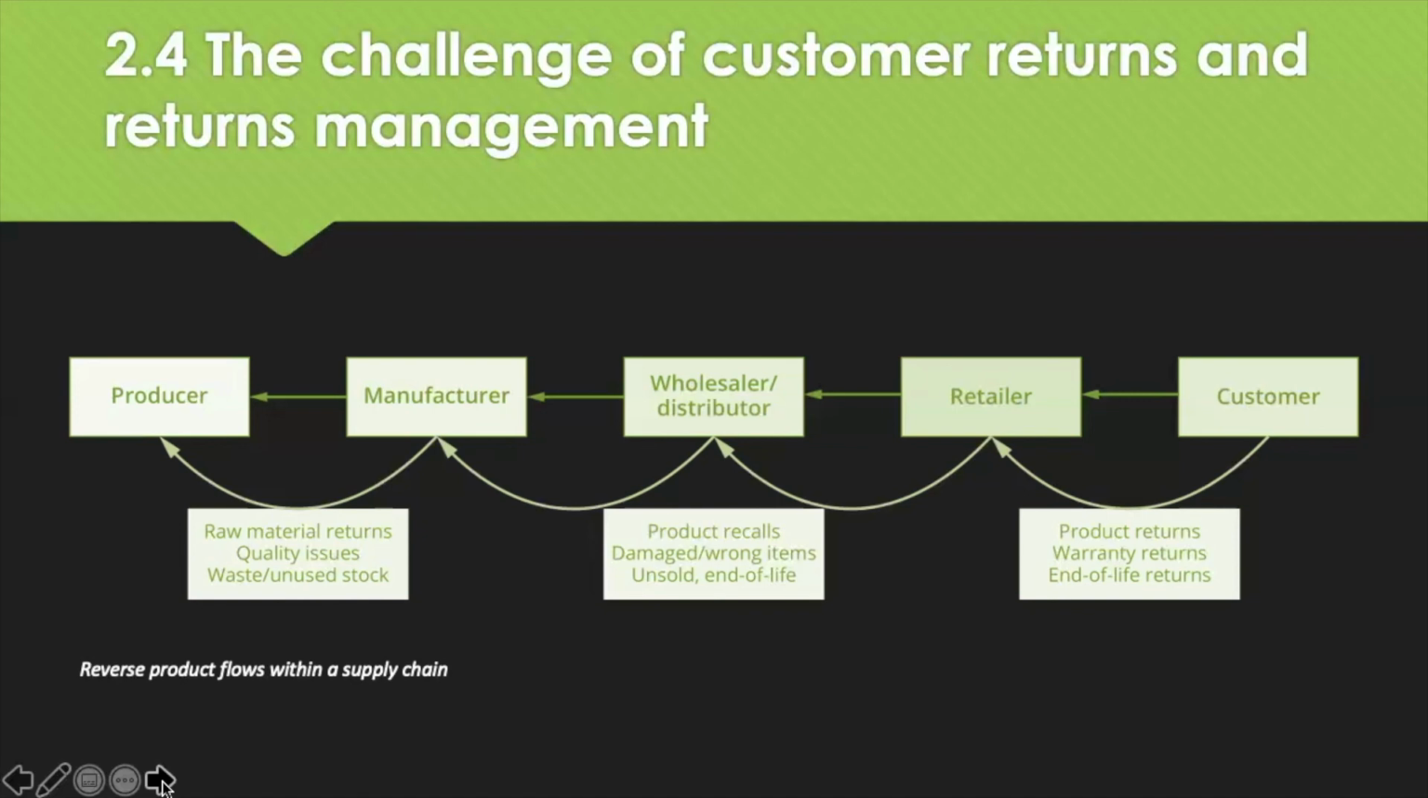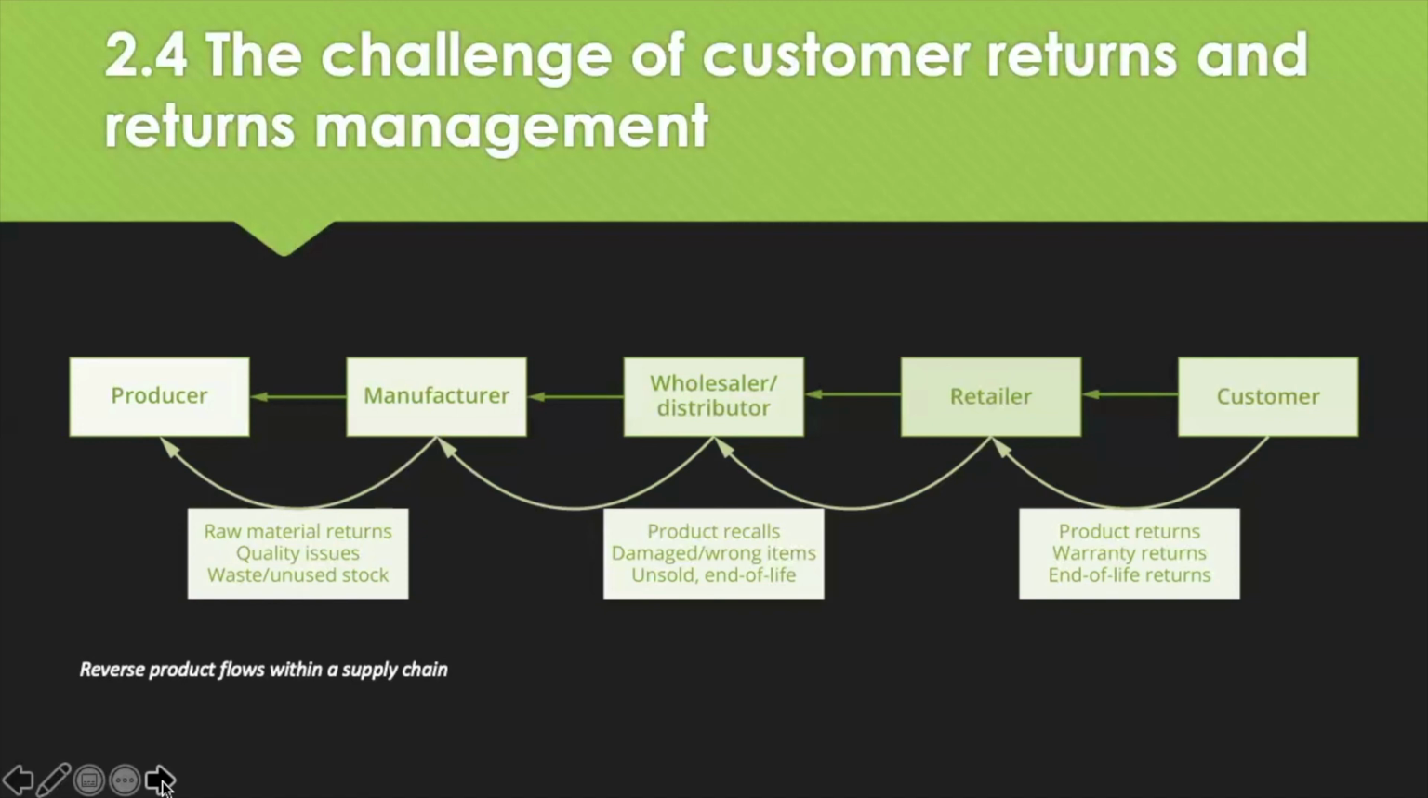And there are various flows that happen in the supply chain. So from a customer to a retailer, you might get product returns, warranty returns or end of life returns. Retailer to wholesaler, distributor, or distributor to manufacturer might be product recalls, damaged or wrong items, or unsold items. And from the manufacturer to producer, it could be a raw material return, a quality issue, or waste, unused stock.